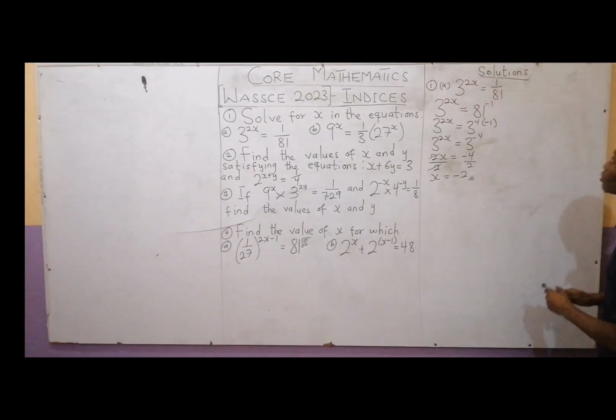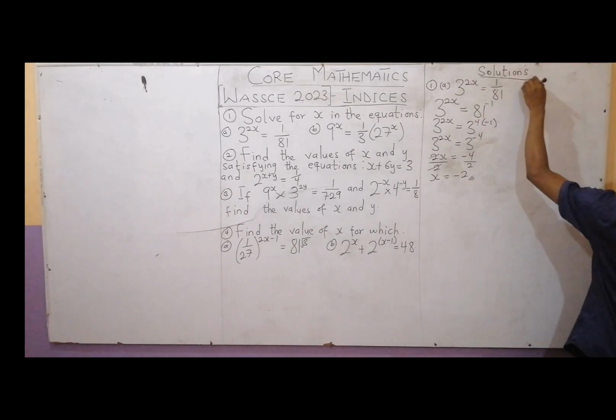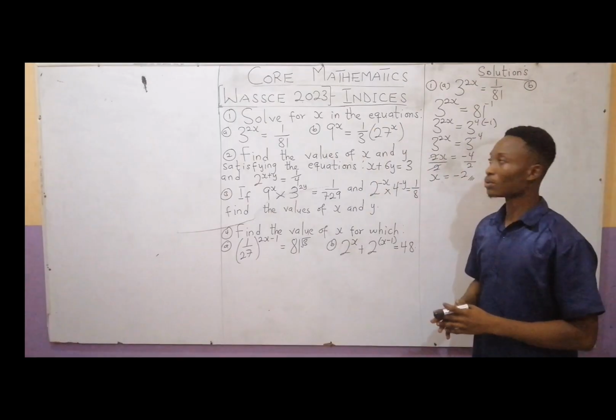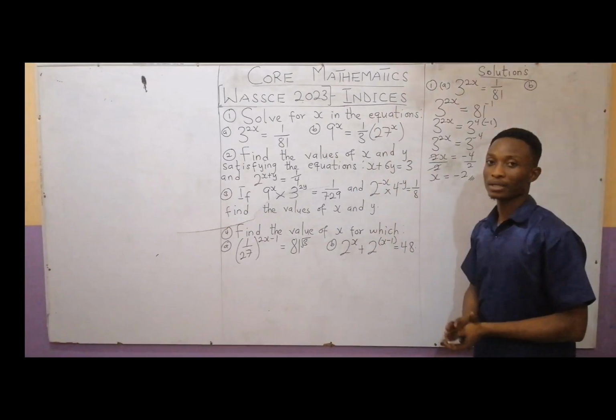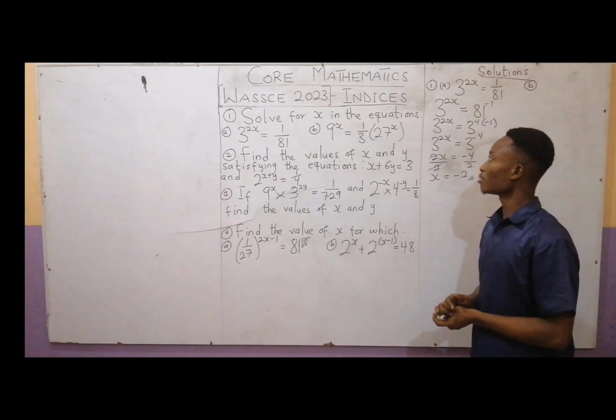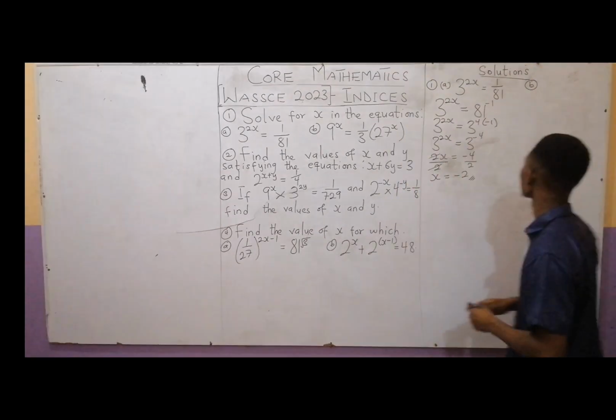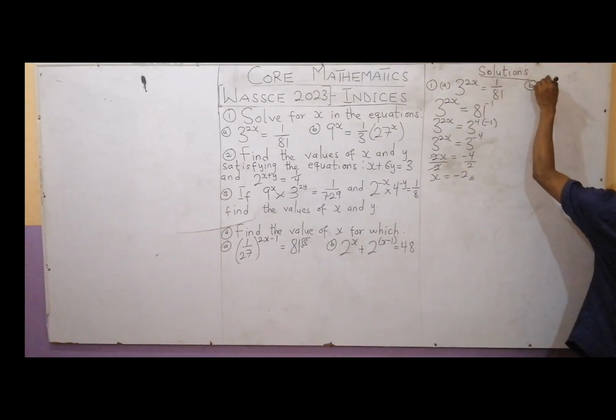Good. Now let's quickly move on to the B. 9 raised to the power x is equal to 1 over 3 as a base, multiplying 27 raised to the power x. Let me repeat the question.